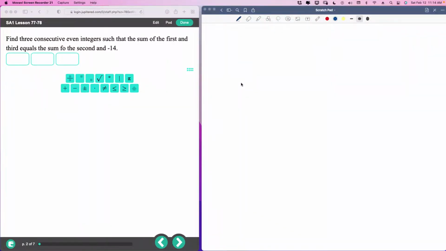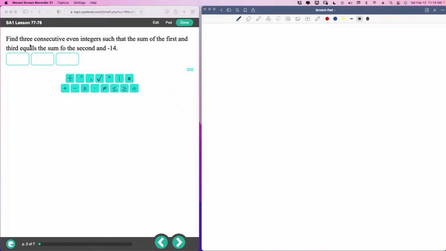Good morning. I see you still have a little bit of confusion on how to do consecutive even or consecutive integers and then consecutive even or odd integers. So let's do this one in lesson 77, 78 together.